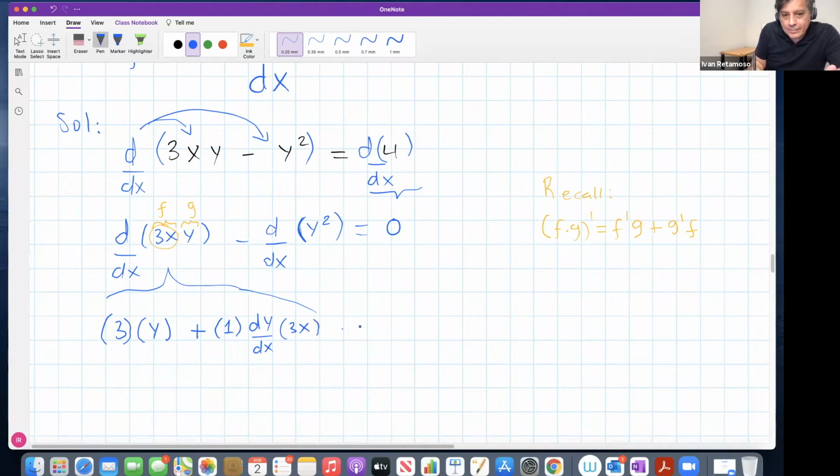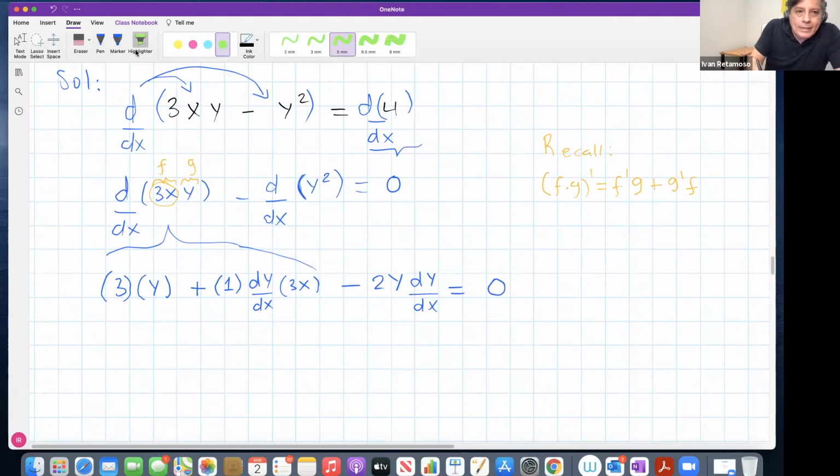Minus the derivative of this, y squared. The derivative of y squared that comes to mind is 2y, but since we are dealing with an expression in terms of y, remember, we have to attach the dy dx. It's like multiplying by the derivative of the inside function y. You've got to think of y as a function. Equal to 0.